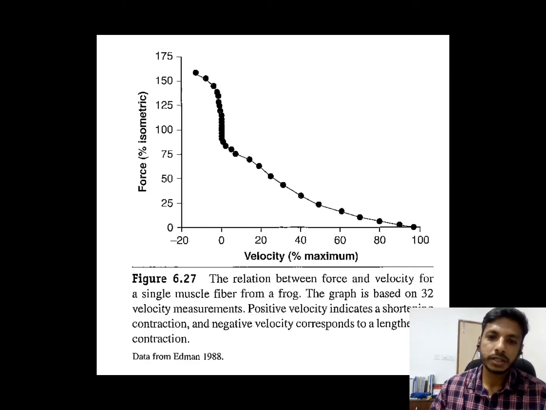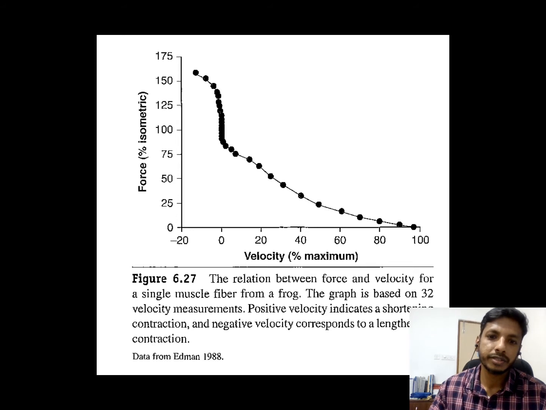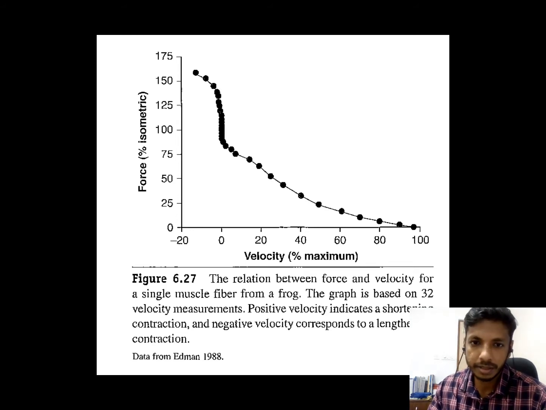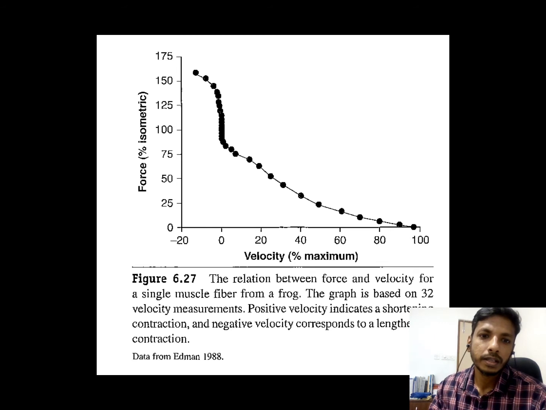Next is the force-velocity relationship. Here, this is the isometric force, where the velocity is 0. Again, it has three parts: the isometric, the eccentric part with negative velocity, and the concentric part. Let's see the shortening velocity first. As the shortening velocity increases, from 0 to 100, the amount of force production keeps decreasing, so the percentage of the isometric force keeps decreasing.